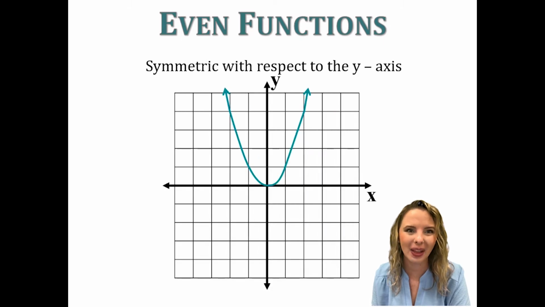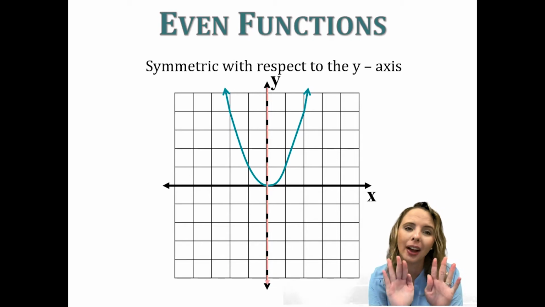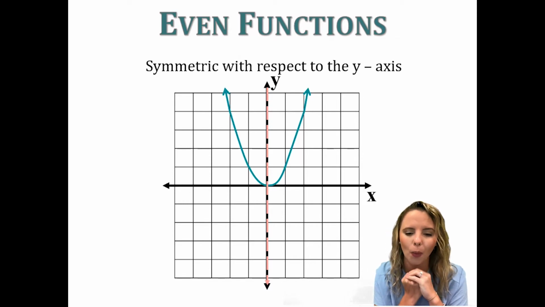We have a parabola. It has the same thing on both sides of the y-axis. If this was on a piece of paper and we took our piece of paper and we folded it hot dog style, we would have the same thing on both sides. It's mirrored across the y-axis. So that's when you have an even function.